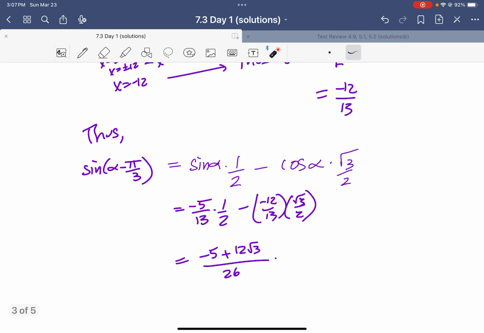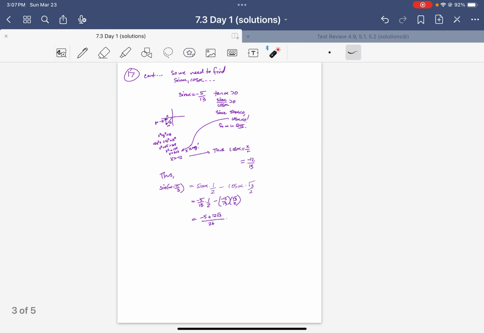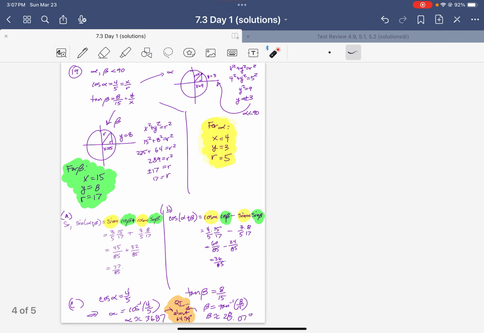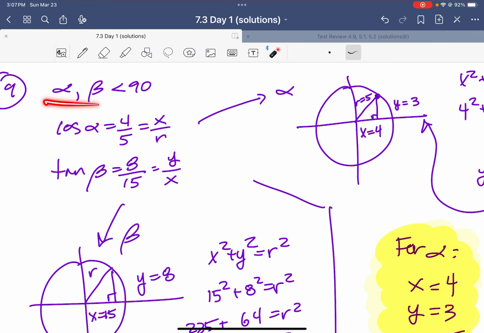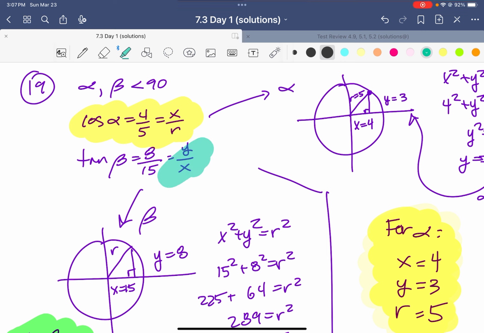Plugging everything in, we get that the sine of alpha minus pi/3 is just this. All right. For 19, it tells us that alpha and beta are acute, so that means they're both less than 90. And they tell us some information about alpha. And they tell us some information about beta, which I colored green.